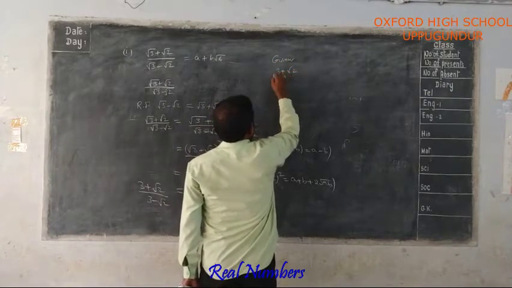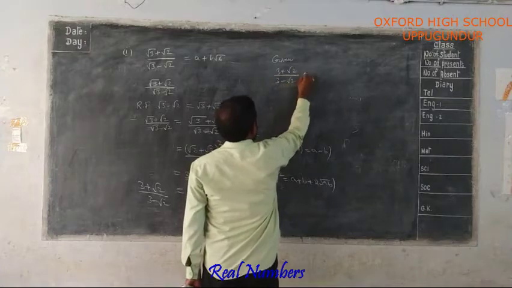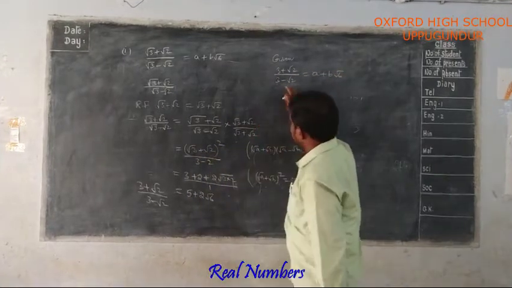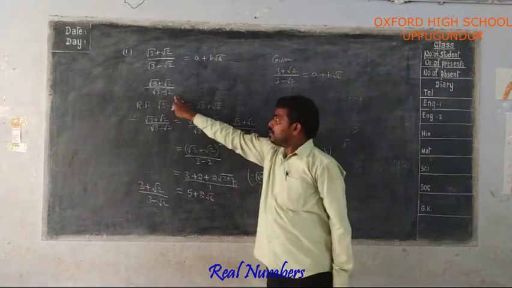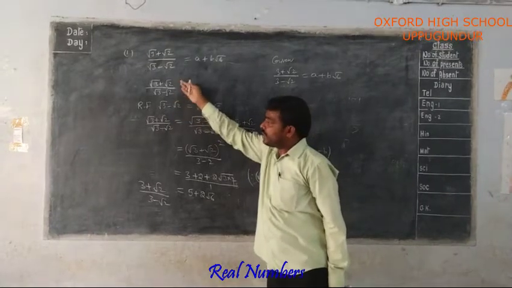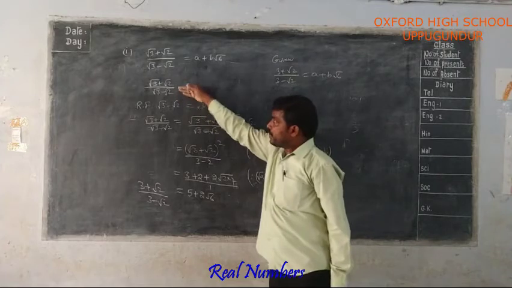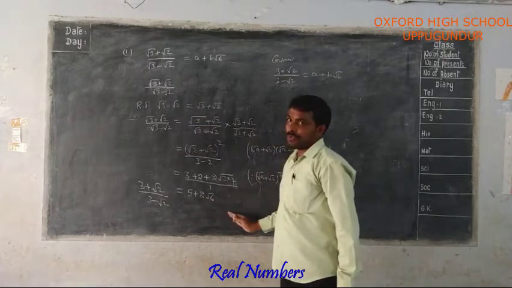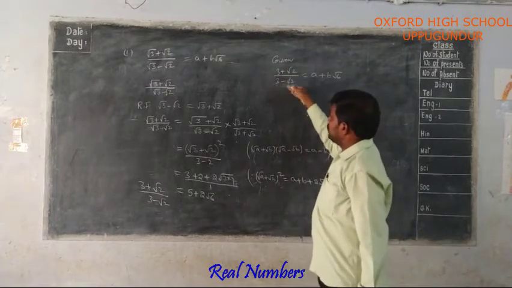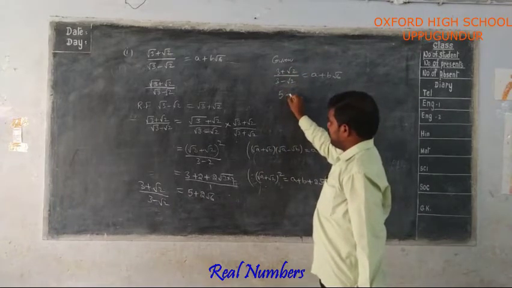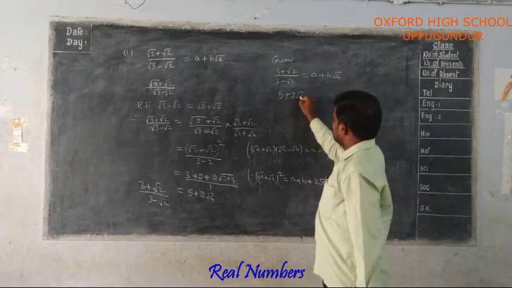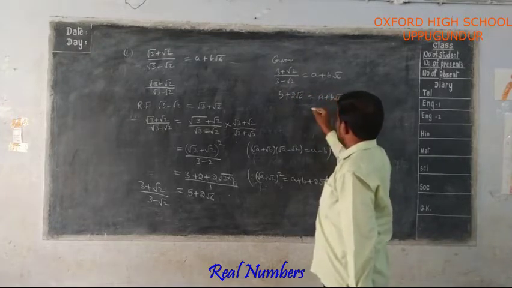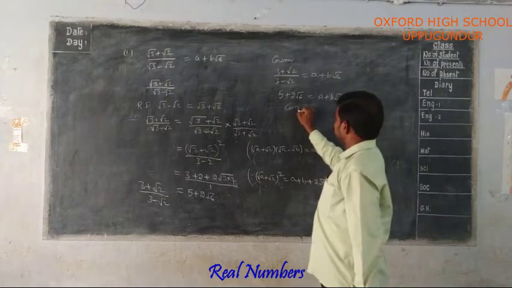Given (3 plus root 2) by (3 minus root 2) equal to a plus b root 6. When you rationalize the denominator and simplify this irrational number, we get the value of (root 3 plus root 2) by (root 3 minus root 2) as 5 plus 2 root 6. So in place of this, if you write that value, 5 plus 2 root 6 equal to a plus b root 6. Comparing both sides.